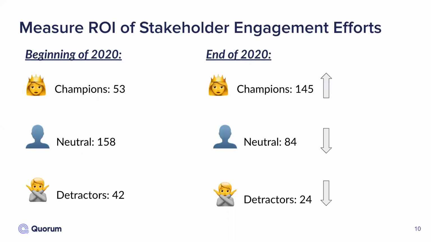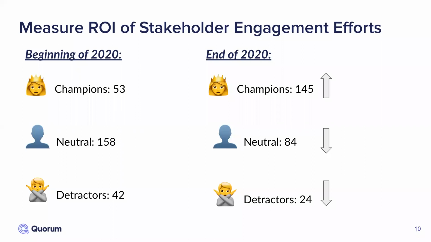So the third component is to measure the ROI of stakeholder engagement efforts. This is something that I've really seen some of my most sophisticated and largest clients do really successfully using Quorum. The way that they do this is they evaluate their stakeholder network at the beginning of the year and at the end of the year. If you were really advanced, you could do this at the beginning of the quarter and at the end of the quarter. But for this example, let's say we started the year with 53 champions, 158 folks who are marked as neutral, and 42 detractors.